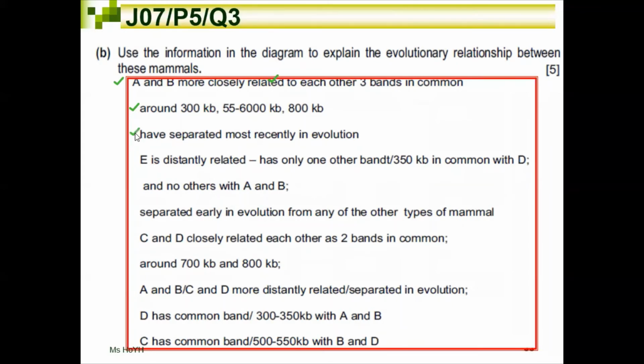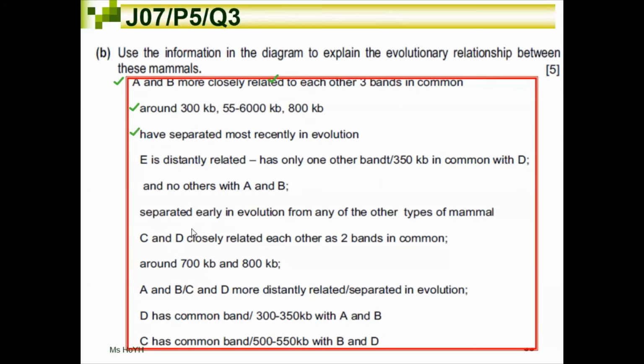That means they must have separated or diverged from one another from the common ancestor recently. Okay, so they must have separated most recently in evolution, or they must have a common ancestor recently. Okay, so this is first, second, third is together.